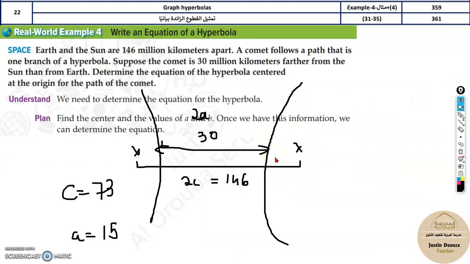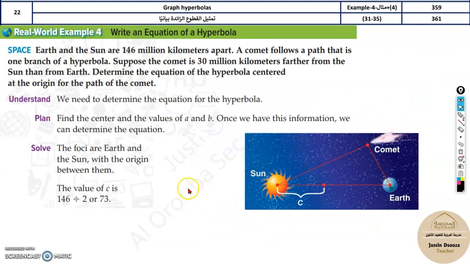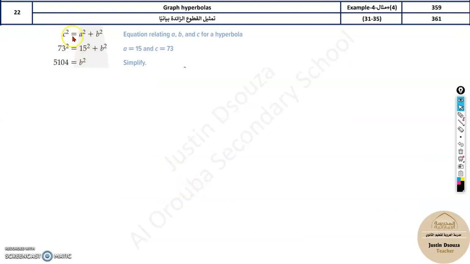And then what else? Before I go further, let me go back over here. For a hyperbola, since c is the biggest length, c squared equals a squared plus b squared. Here a is for the vertex and b is for the co-vertex. So we can use this formula now to solve it. We found c was 73, a was 15, b is unknown. Just take this to the other side, subtract: 73 squared minus 15 squared, and you will get the answer.